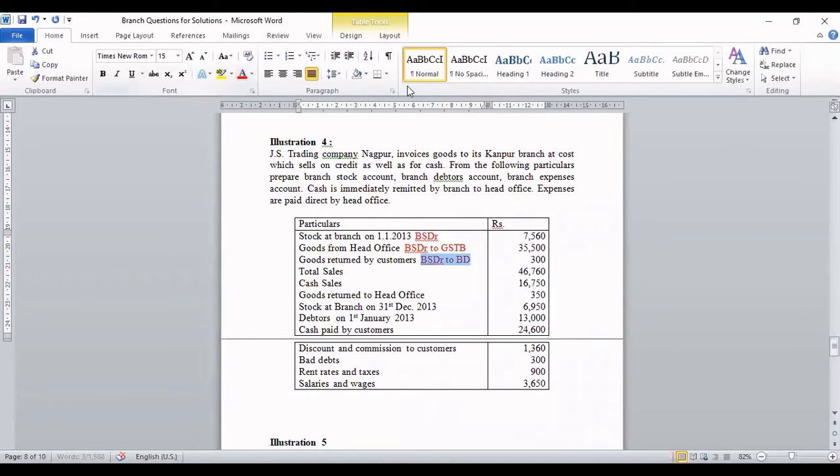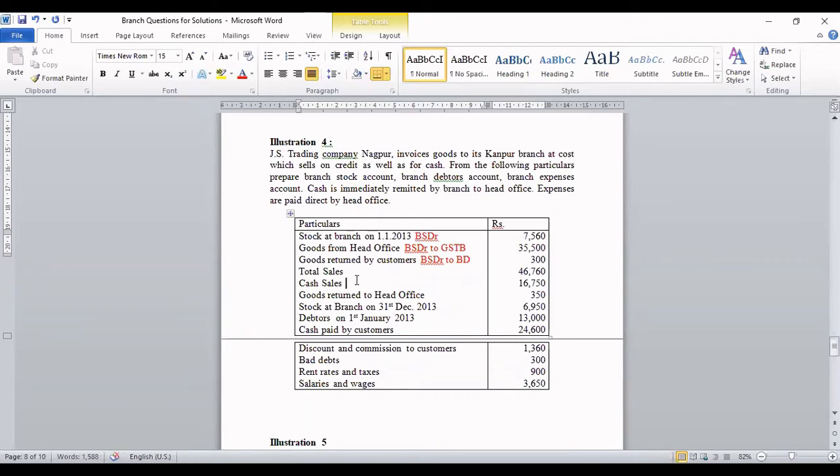Next. Total sales. We don't need total sales actually. We need segregation between cash sales and credit sales. Cash sales is given and total sales is given. So can we find out what would be your credit sales? Okay, fine. We'll see that later. Continue with cash sales. What will be the entry for this?